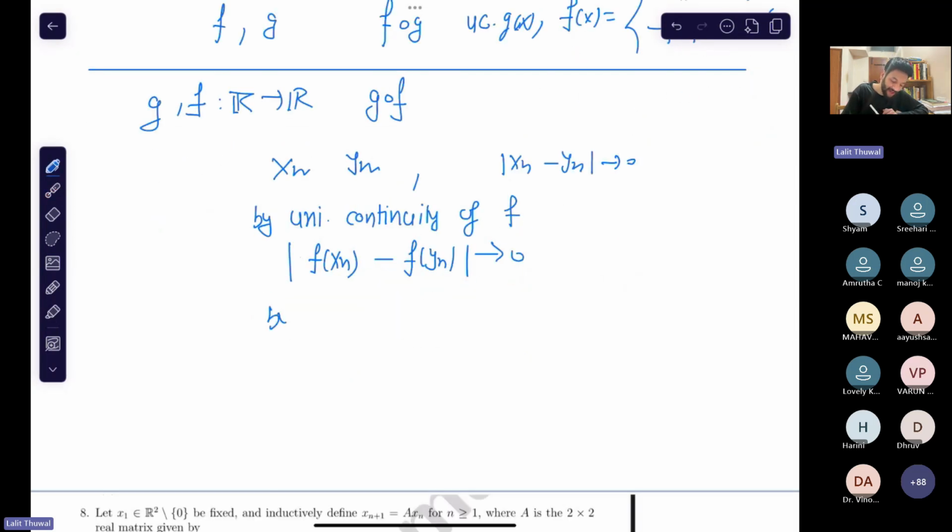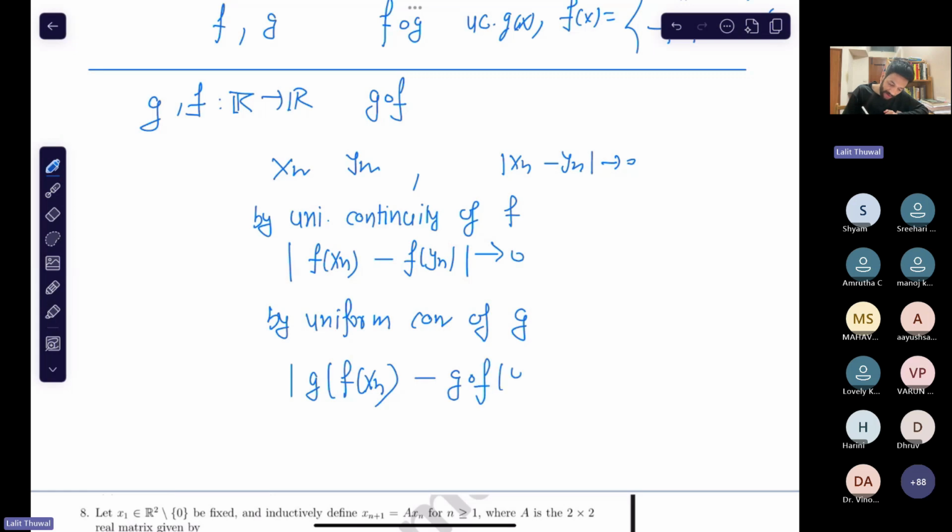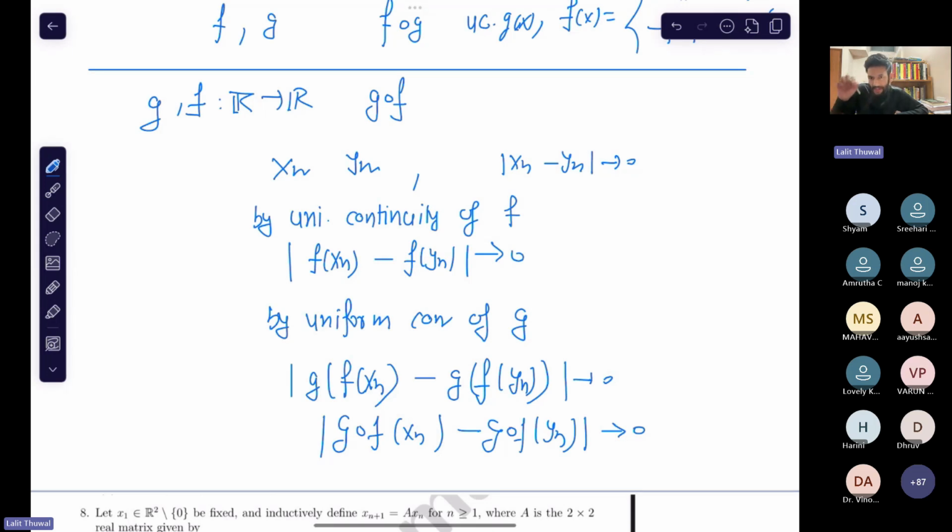Then by uniform continuity of g, we have g(f(xn)) minus g(f(yn)) goes to 0. That is the same thing, g operation f(xn) and g operation f(yn). So for any two sequences xn and yn satisfying mod of xn minus yn tends to 0, we have proved that the composed function, g operation f, also satisfies this, right?